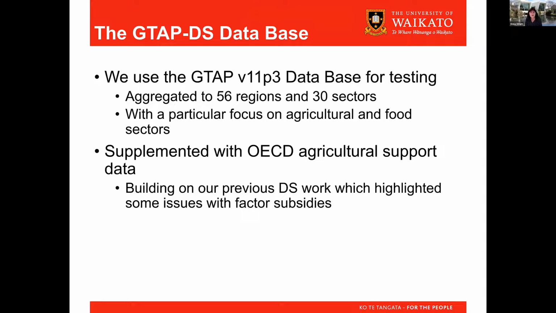We run with quite a big aggregation. We've actually got 56 regions and 30 sectors, a particular focus on agricultural and food sectors. With this GTAP pre-release 3 database, we supplement it with the OECD agricultural support data. The GTAP database, of course, already draws on the OECD ag support data, but we build on some previous work we did last year, which highlighted some issues with factor subsidies not really working out quite the way that we might have expected by the time they were implemented in the standard GTAP database.